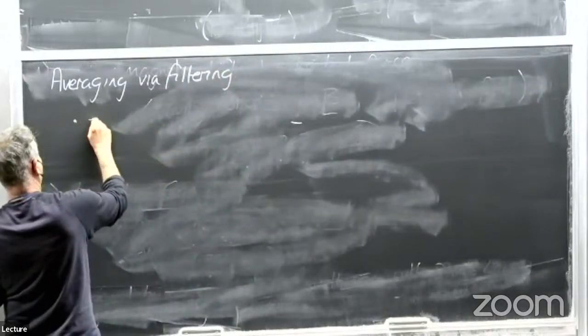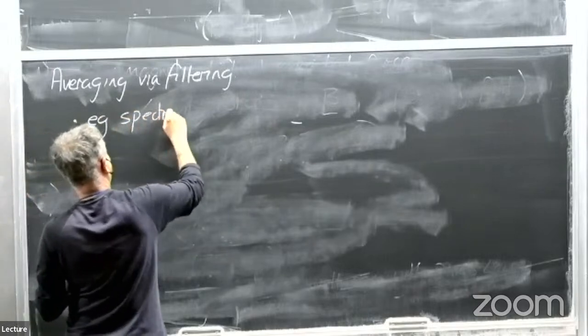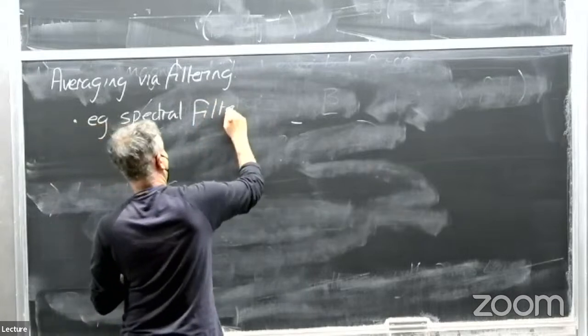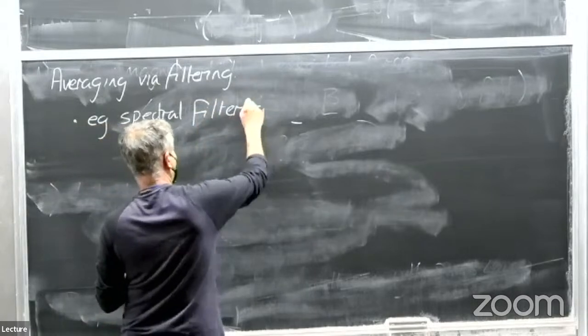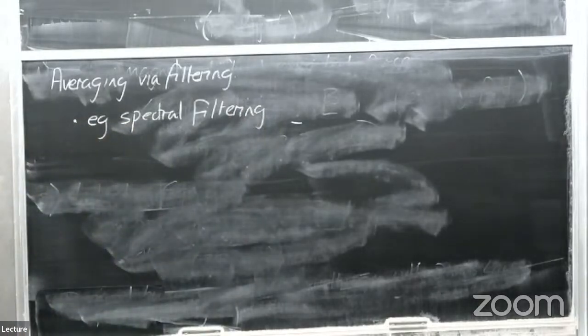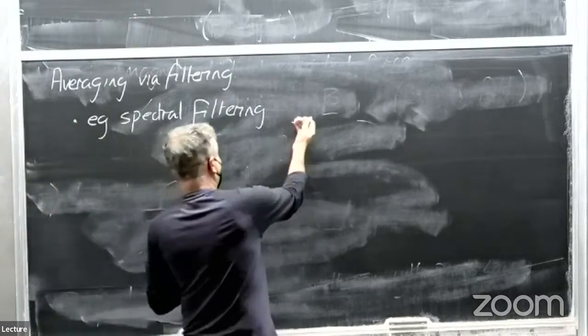So, you know, we could do spectral filtering. You could do spectral filtering in space or time, but I'm thinking really in terms of space. So you take your signal in space, you do an FFT of it, you maybe keep a few modes, throw away all the others. So we'll come back to that a bit later on.